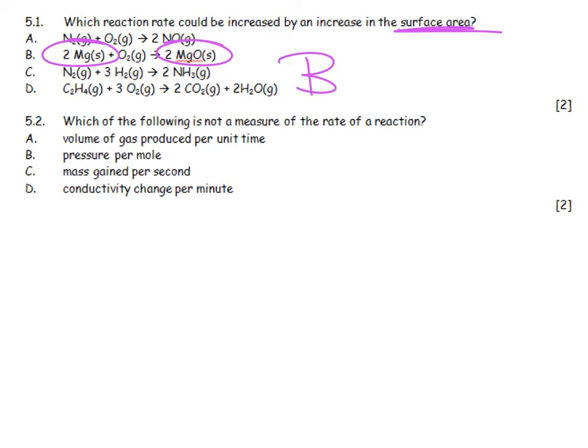And the next one, which of the following is not a measure of the rate of reaction? Rate of reaction is always something per unit time. Oh, goody, per unit time. Per second is a unit time. Per minute is a unit time. Per mole is not a unit time. So B is not a measure of the rate of a reaction.